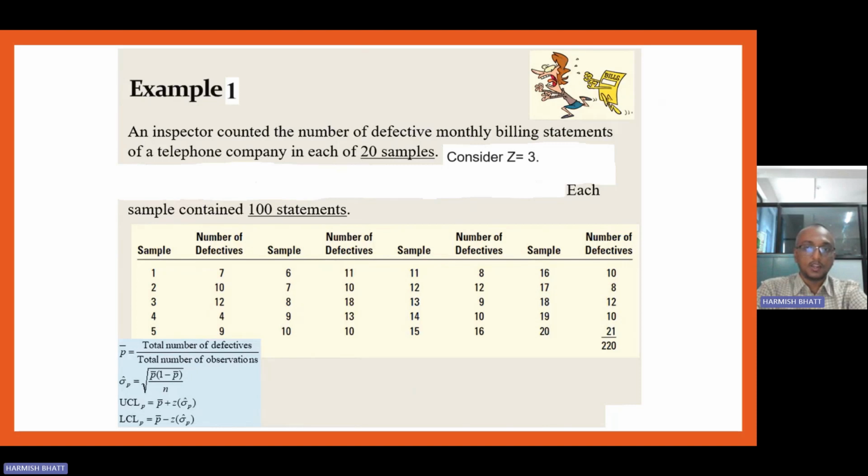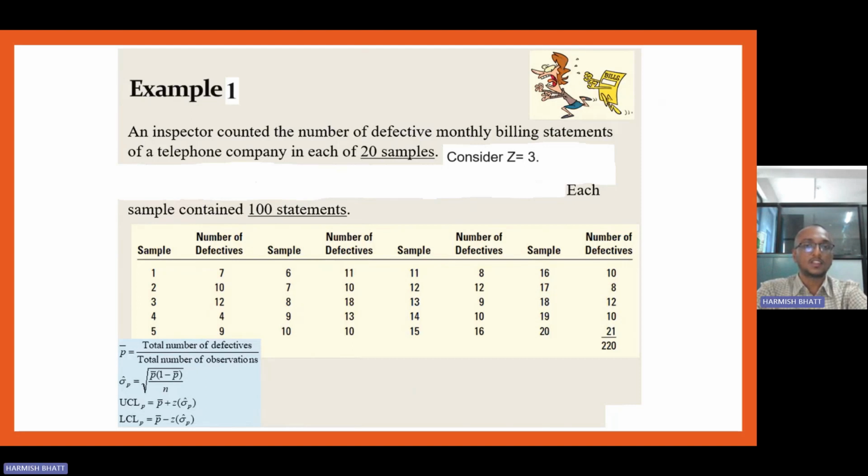Consider Z equal to 3, and each sample contained 100 statements. It means that in total 20 samples are taken, as shown in the table. The sample number starts from 1 to 20, and each sample is made of 100 bills. So the total number of statements is 100 into 20.